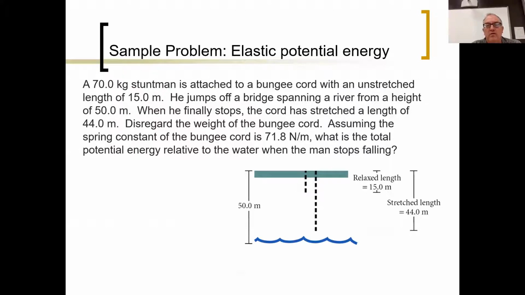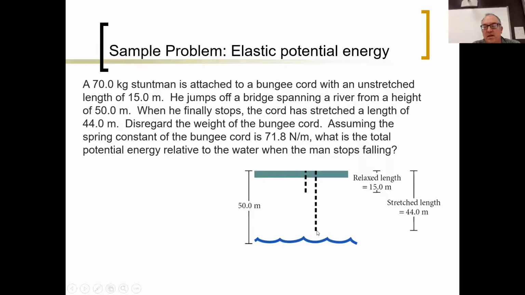So here is what we have. We have our bungee jumper. We've got the cord of the bungee that is just when it's relaxed is 15 meters. When the jumper comes to a stop, he has a stretched length of 44. The river itself is 50 meters. So one of the things that we have to take into consideration here is that this bungee jumper is sitting here hanging down at 44 meters.